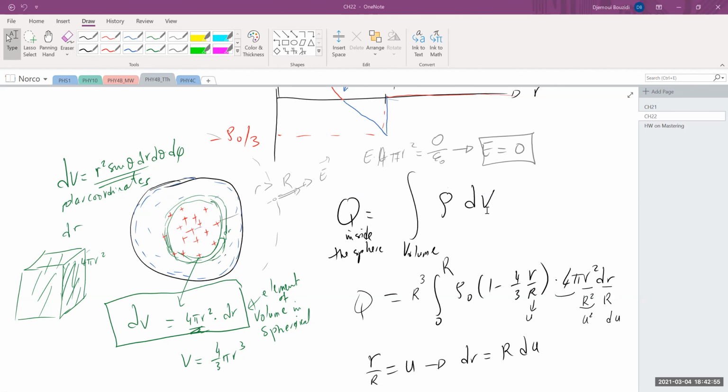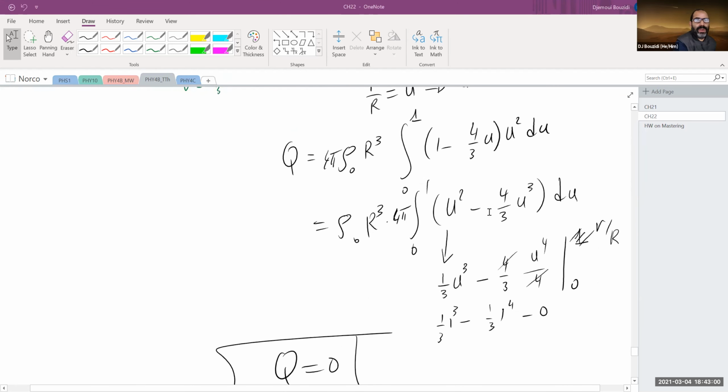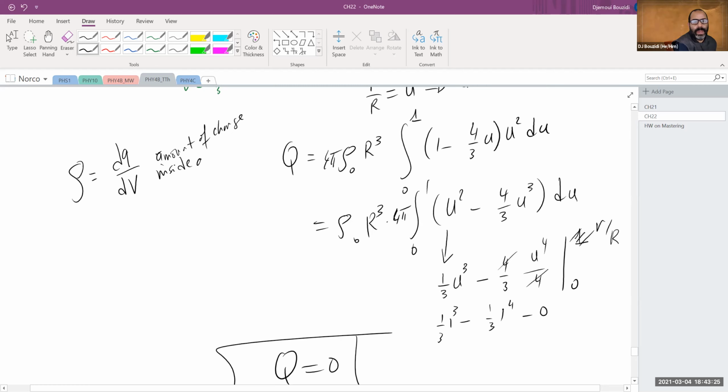Yeah. Okay, by definition, let me first of all share with you the details. By definition, the charge distribution rho is equal to dq over dV. How much charge is inside an element of volume? So this is the amount of charge inside an element of volume.